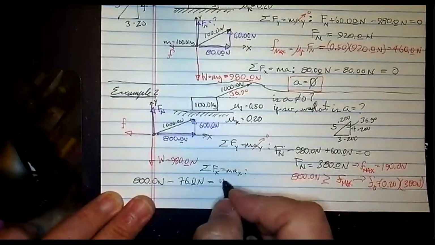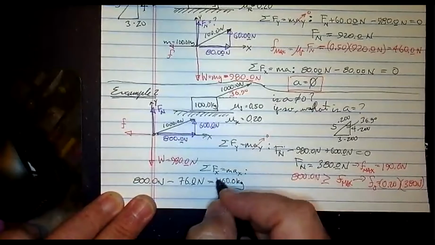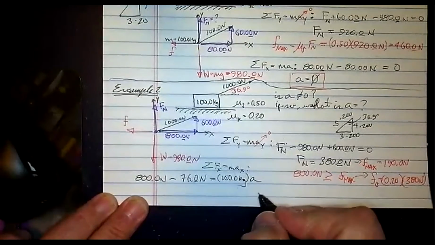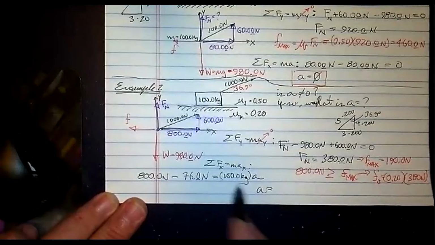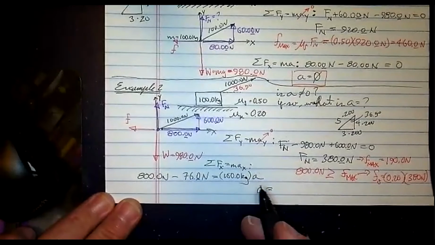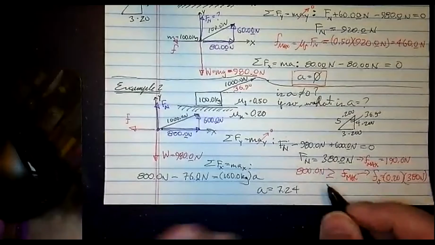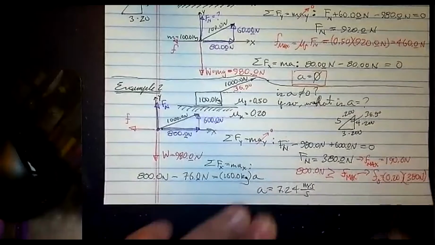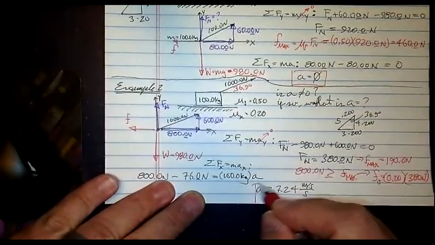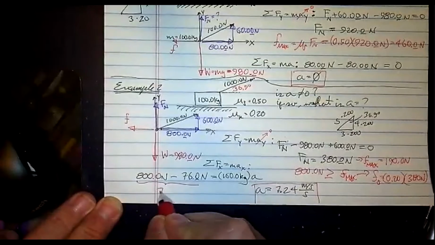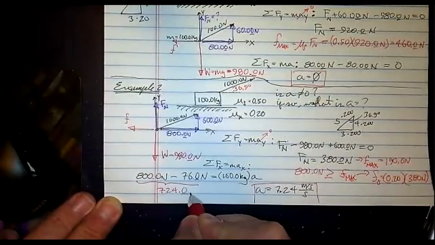And that's going to be equal to 100.0 kilograms times the only acceleration that exists, which is a in the x direction. So the a is going to equal 800 minus 76 divided by 100. When you get 800 minus 76, that's clearly 724. So divided by 100, that'll be 7.24 meters per second every second is the acceleration. And just for the record, I'm saying this is 724.0 newtons.